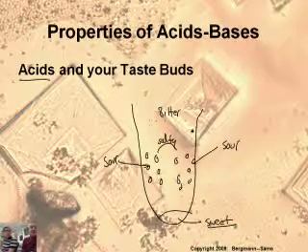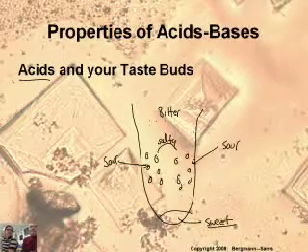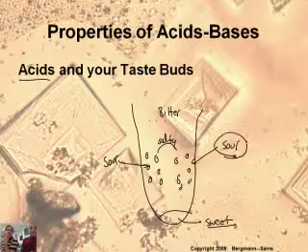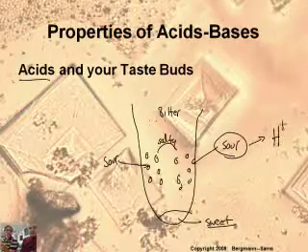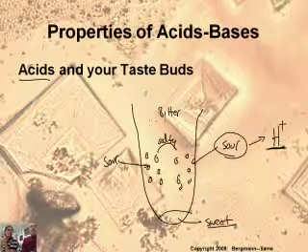Well, when we talk about acids and bases, we mentioned a minute ago that acids are sour. So when your sour taste buds are going off, what they've done is they've detected the presence of hydrogen ions. If you have hydrogen ions, you have acid. So it goes sour, hydrogen ion, acid.